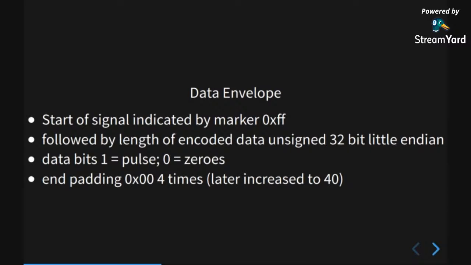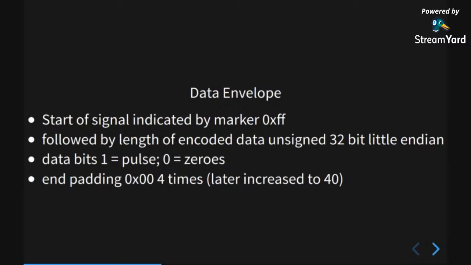So basically, to signal the start of the data, I put a marker that's just FF, so 8 1 bits, and after that I have something that says, okay, this is how much data there is, and then I just have the ones and zeros, the pulses and the non-pulses.